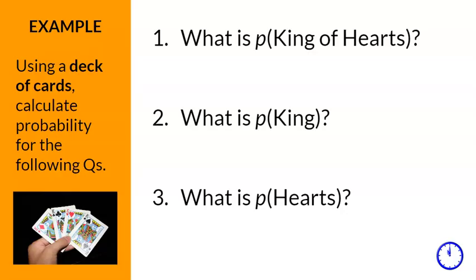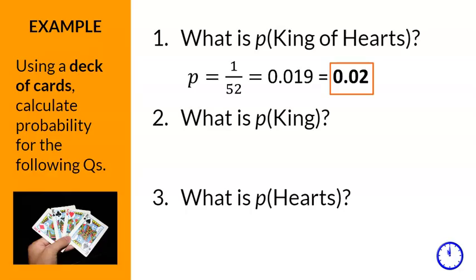Here are our 3 questions. I encourage you to pause the video here and attempt this question on your own before viewing the answer. Question 1 is asking, what is the probability of selecting the king of hearts from the deck of cards? Well, there's only one king of hearts in a deck of 52 cards, therefore the probability equals 1 over 52. When reporting the probability as a decimal, please round to 2 decimal places.